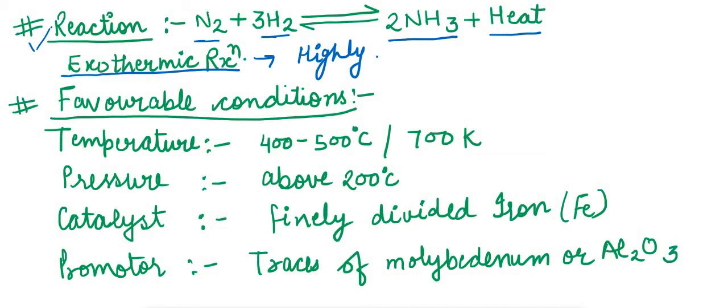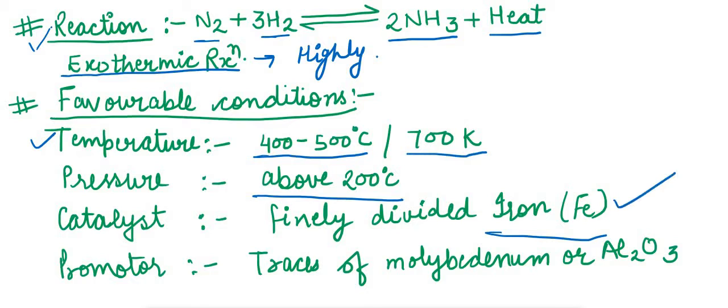The very first thing is the temperature. We always require a temperature of 400 to 500 degrees Celsius, or 700 Kelvin. A high pressure is required, around 200 atmospheres. A catalyst is used to increase the rate of the reaction so that the reaction goes fast, and that is finely divided iron, used as the catalyst.